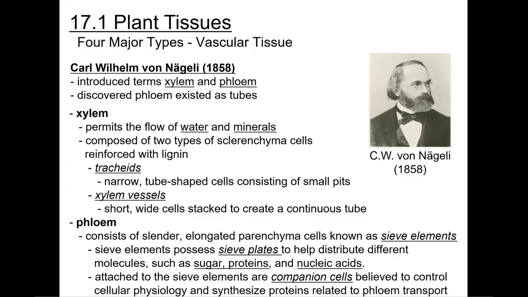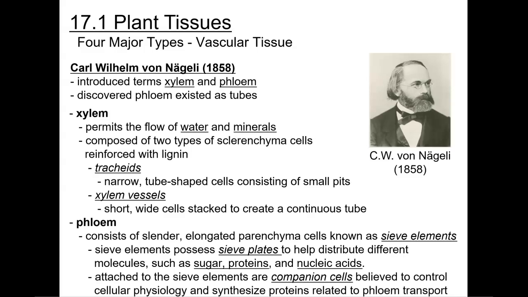Now, he's going to discover that these tubes actually exist, and with xylem, it's going to permit the flow of water and minerals. It's composed of two types of sclerenchyma cells that are reinforced with lignin. We have the tracheids, which are going to be the narrow tube-shaped cells that consist of small pits, and we have the xylem vessels. These are going to be short, wide cells that are stacked to create a continuous tube.